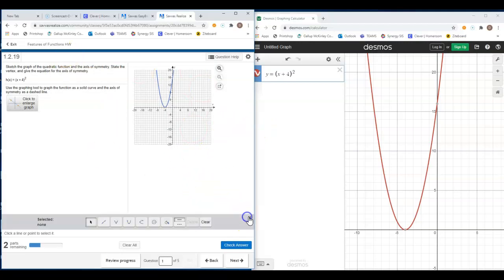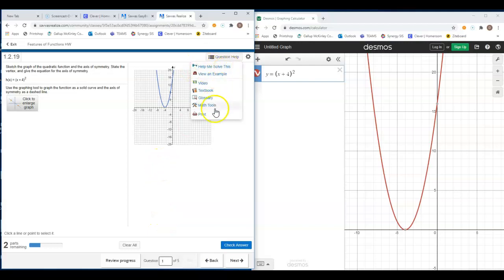For all of these questions, I know people were panicking about how to graph. Remember, we have all of these tools up here. Help Me Solve This will help you go through a different problem that is really like this one. It won't have the same numbers, but it'll teach you how to graph and all the good stuff. View an Example will give you an example that's a whole lot like this. A video will take you to a video that shows content on this, then the textbook, glossary, and math tools, although you already have the graph in this one. If you have any questions, please chat me.